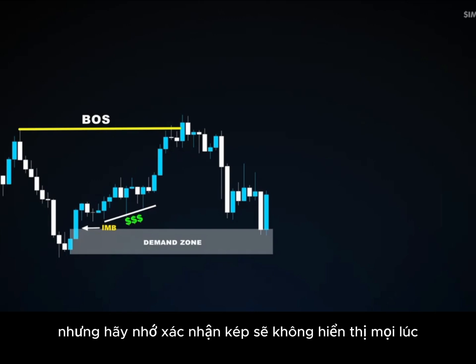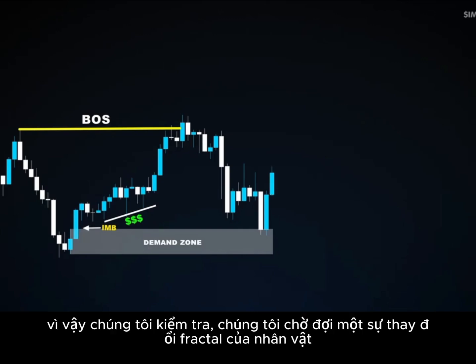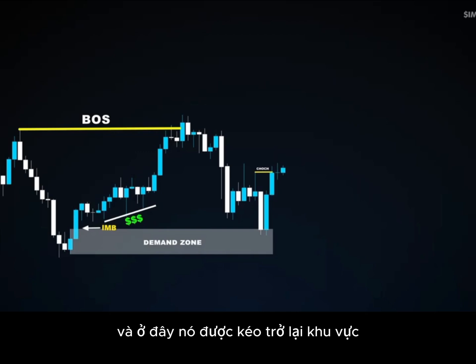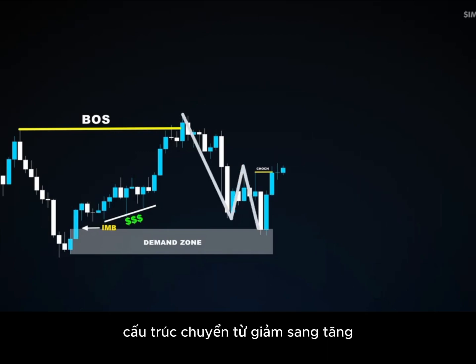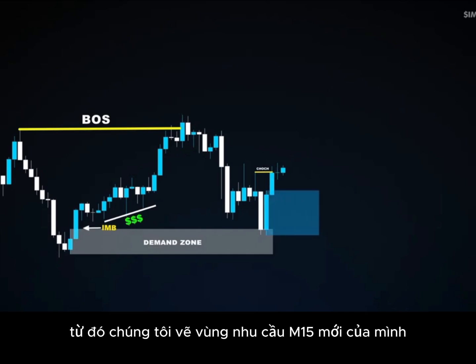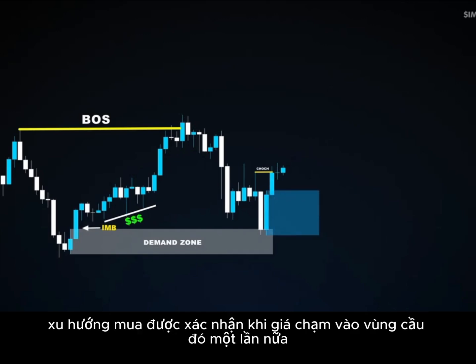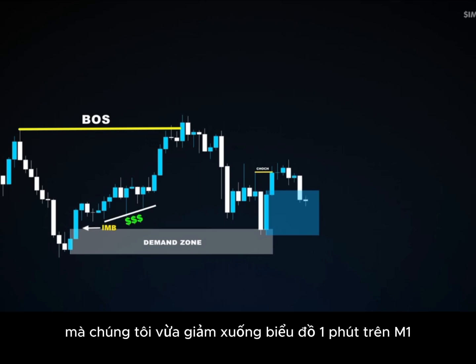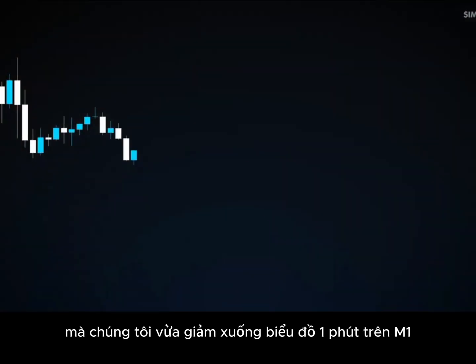But remember, double confirmation won't show up every time. So, we check. We wait for a fractal change of character. And here it is. Pull back into the zone. Structure shifts from bearish to bullish. From there, we draw our fresh M15 demand zone. Buying bias confirmed. Once price taps that demand zone again, which it just did, we drop to the 1-minute chart.